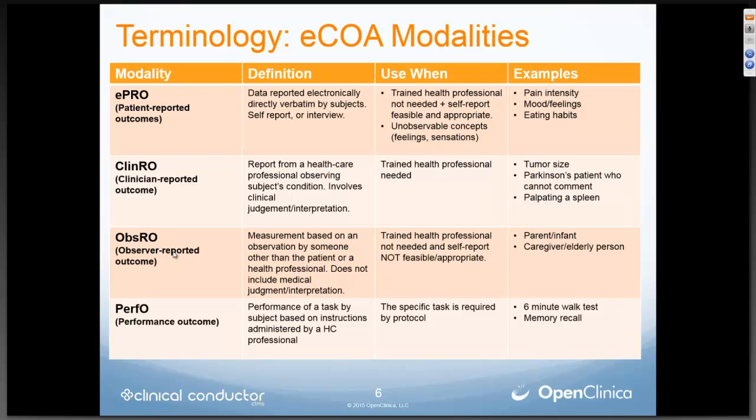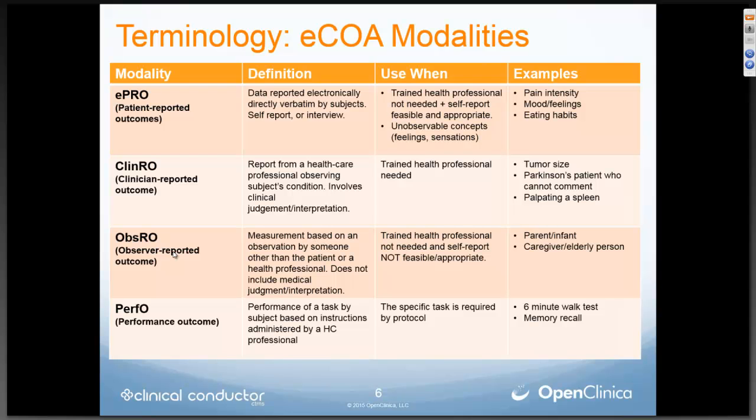You know, examples would include how a patient or participant is feeling, pain levels, mood, eating habits, and so forth. Clinro, by comparison, is a modality in which a clinician is actually providing the data on behalf of the patient. So you might be doing this in a situation where a trained health professional is actually needed in order to capture the data that's required. Examples might include taking a measurement of a tumor, or maybe palpating a spleen.